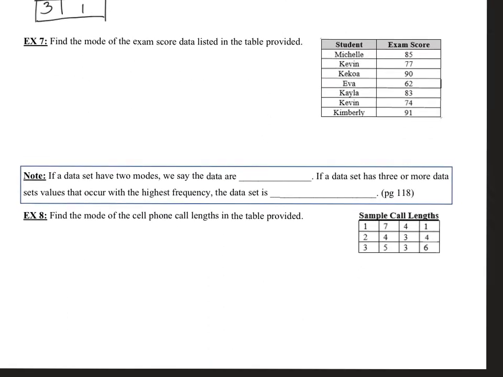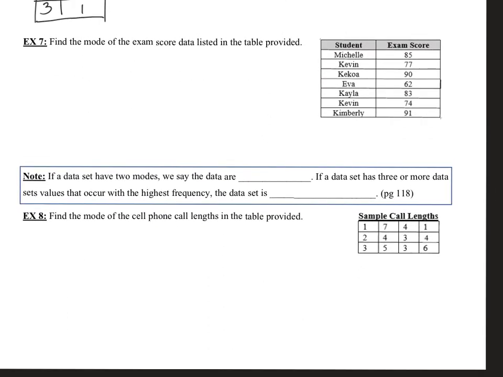Find the mode of the exam score data listed in the table provided. Once again, we're going to write down each data value and see how many times it occurs. We have our observations and the number of times they occur. Let me write this out from smallest to greatest: 62, 74, 77, 83, 85, 90, and 91.